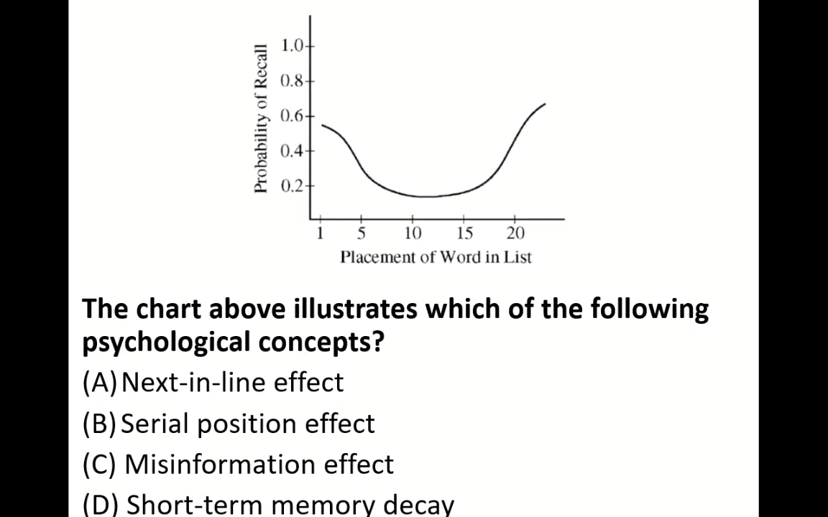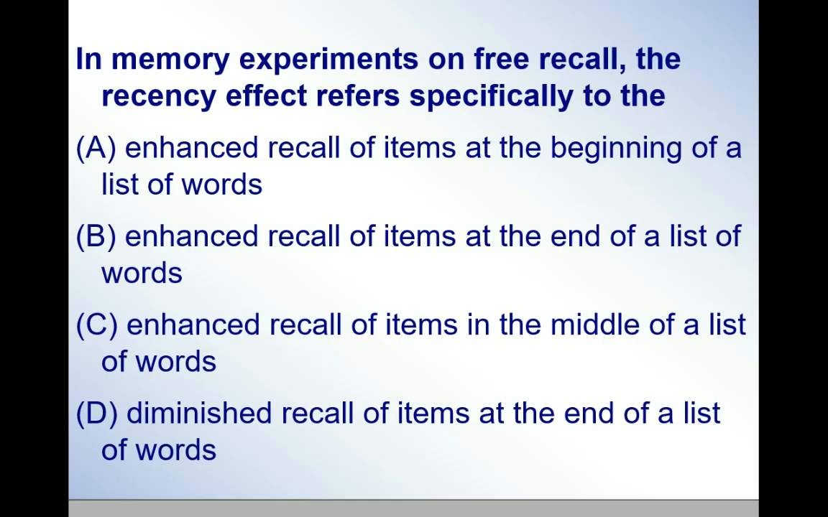All right. Do this one. The answer is serial position effect. Okay, that should be on your notes. If you didn't write this on your notes, that means you're not going to encode the information. Writing notes helps you to encode it. All right. The recency effect. The answer is at the end of the list. Enhanced recall at the end of the list.